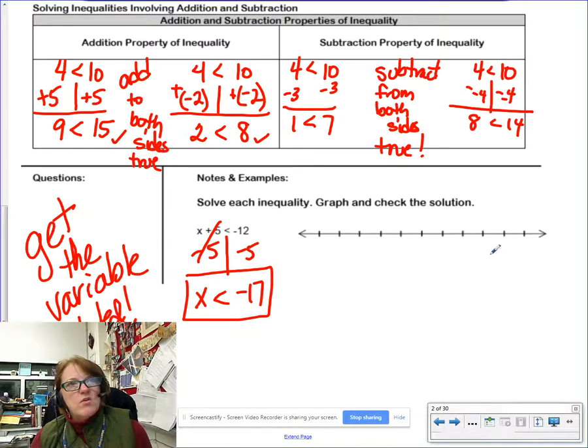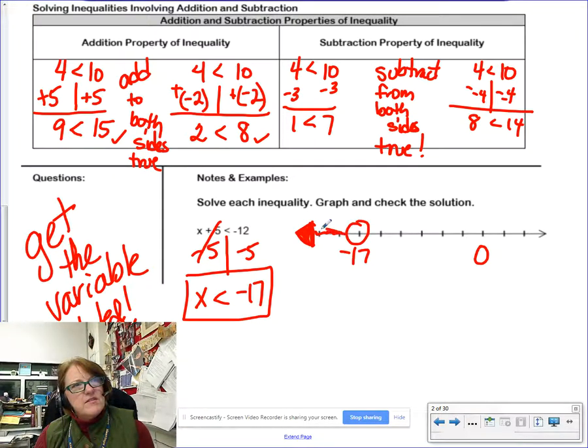Just put 0 about here, and let's say this down here is negative 17. We are going to graph everything less than this number. That means this way. Take this arrowhead and fill it in. We're going to start at negative 17, so make sure you color in the number line this way, but leave that circle open because I only have a less than sign. Can't include negative 17, but I can get right up close to it.